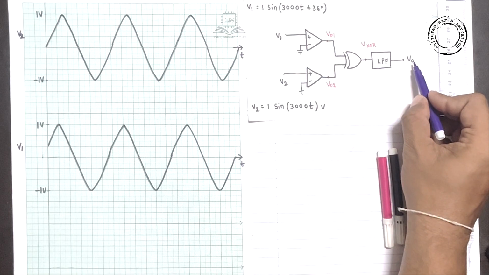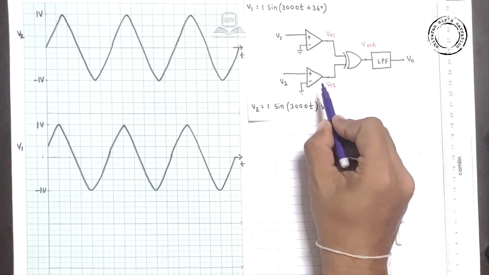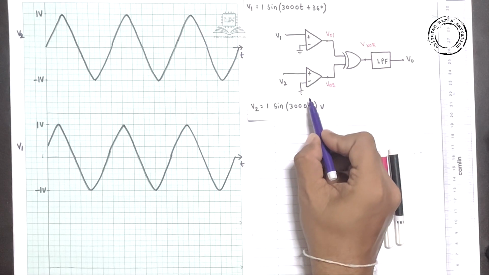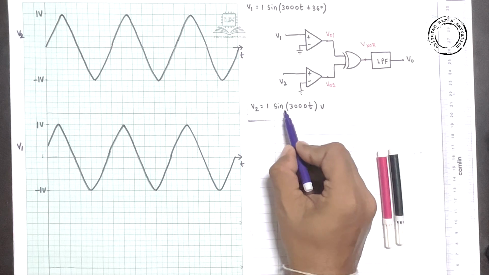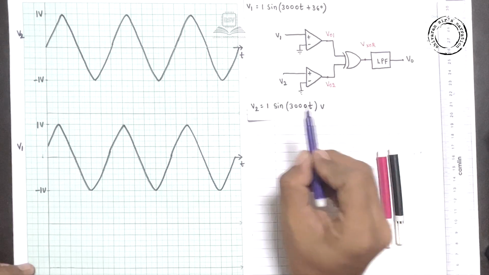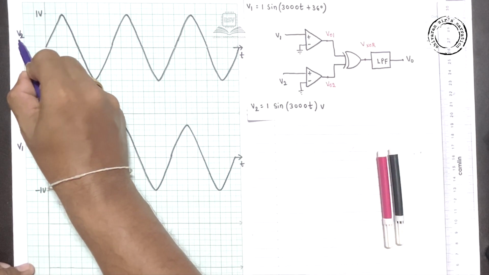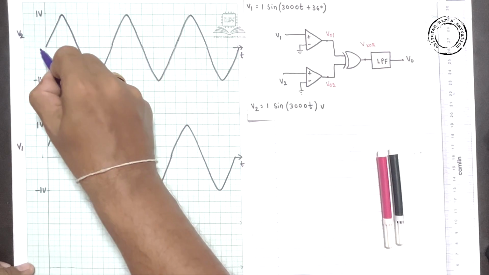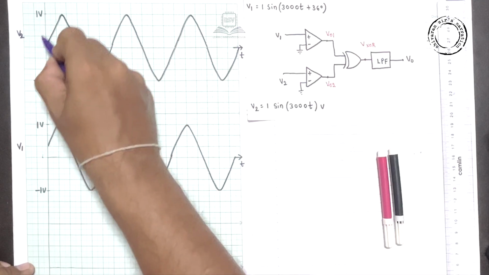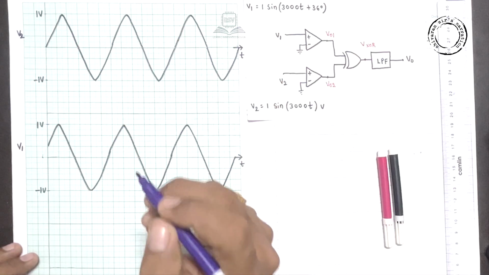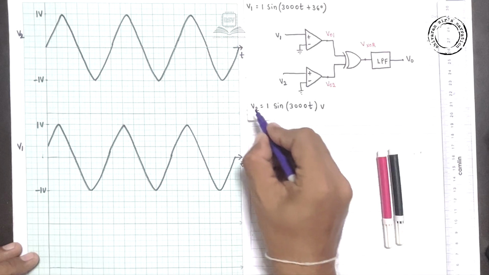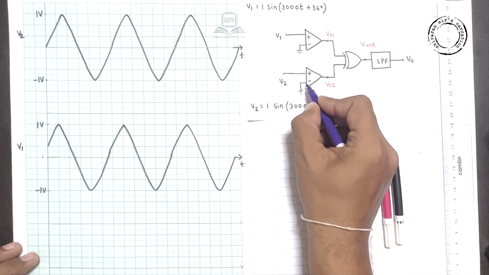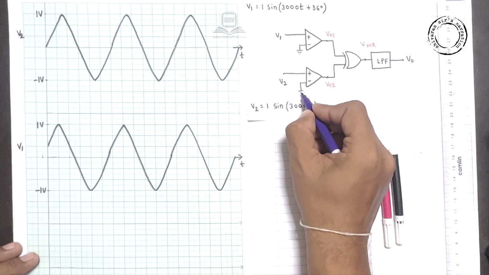Okay, let's start. First, we want to do the VO2, VO1 graphical representations. Here in the given question, V2 is 1 sin 3000t volts. So here you can see V2. It's 1 volt peak amplitude and 3000t. There is no phase shift at all, 0 degrees phase shift. Now this V2 is given to the lower comparator whose other terminal is at ground.